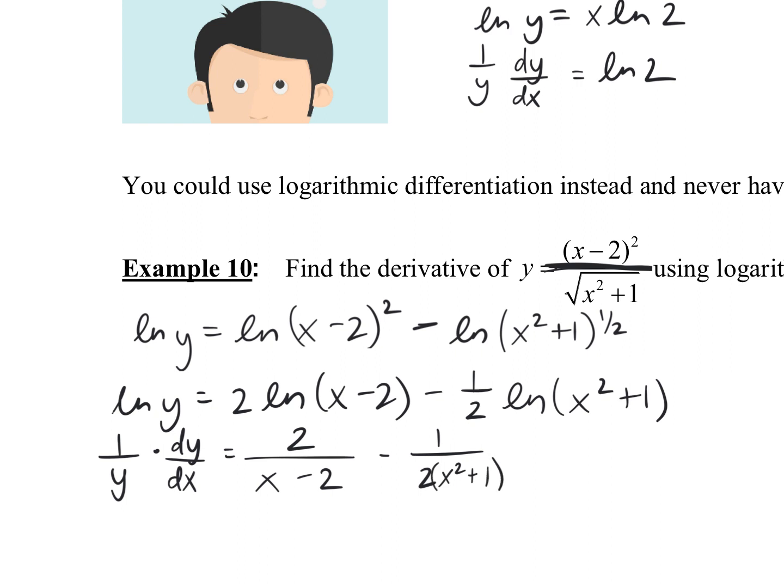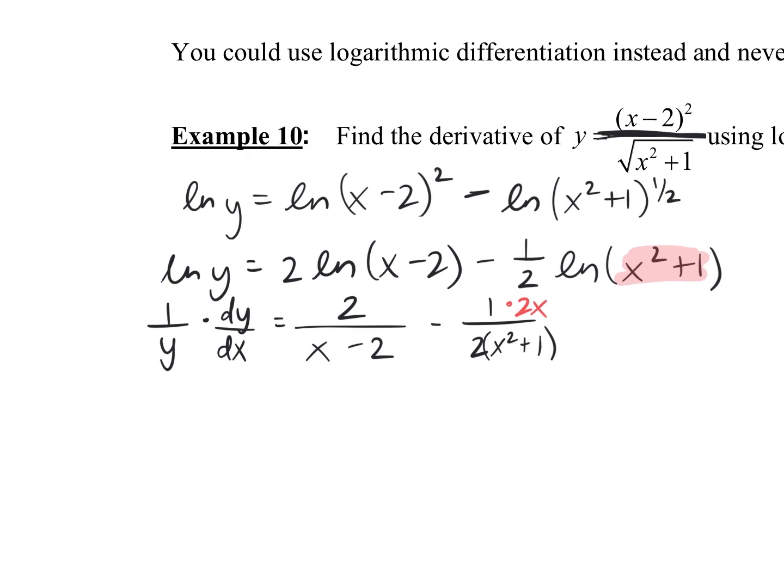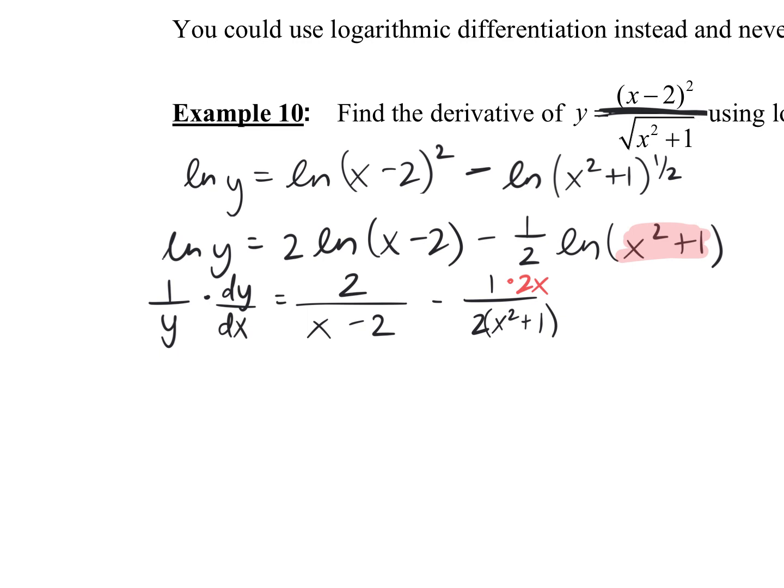Okay, however, this one on the inside, don't I need to use the chain rule there? Take the derivative of the top there. So the derivative of x squared plus 1 is also 2x. So I took the derivative of the outside function, and then the derivative of the inside function, 2x. So can I go ahead and cross out these 2's here? And then I've got 1 over y times dy dx is equal to 2 divided by x minus 2 minus x over x squared plus 1.